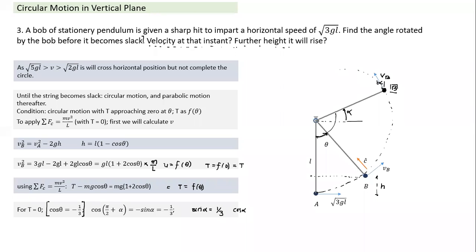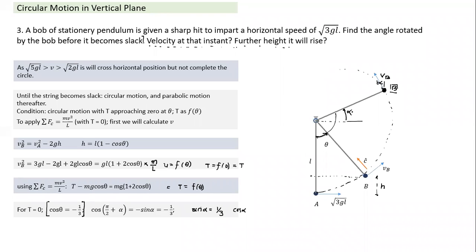So a further question we have to ask: what is the further height it will rise from this point here? This height we can easily calculate. Further height it will rise will depend on the vertical component of velocity at this point, squared, divided by 2g. We can calculate the height and we can do other calculations also.